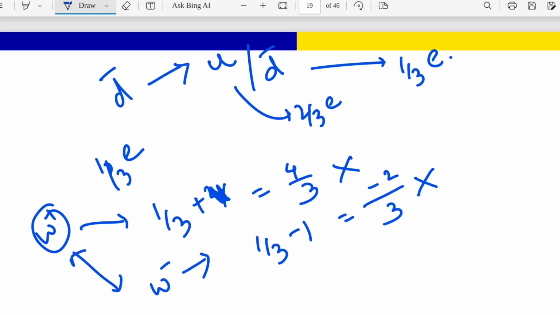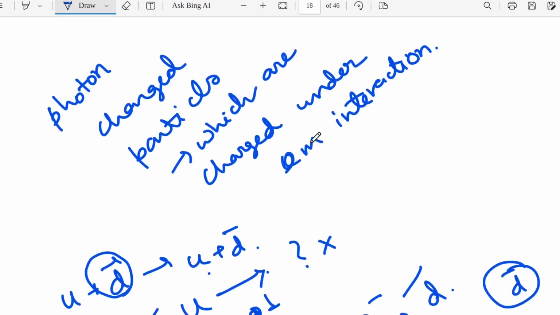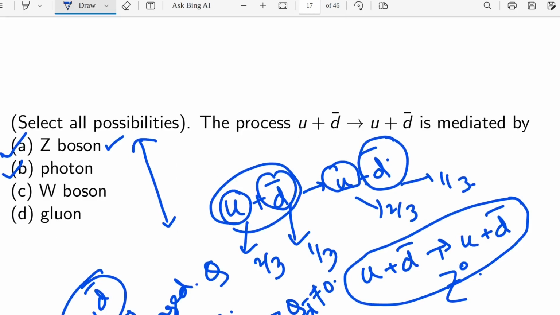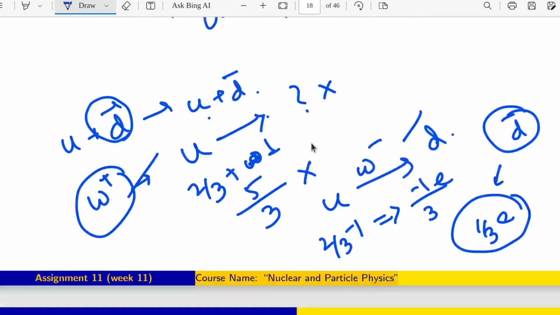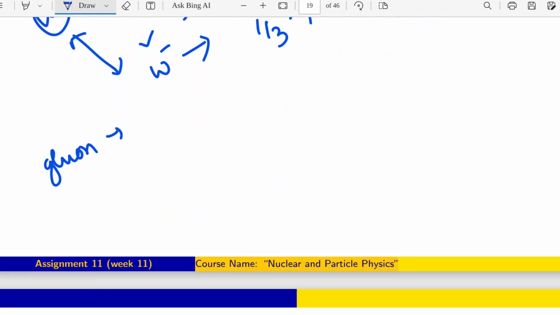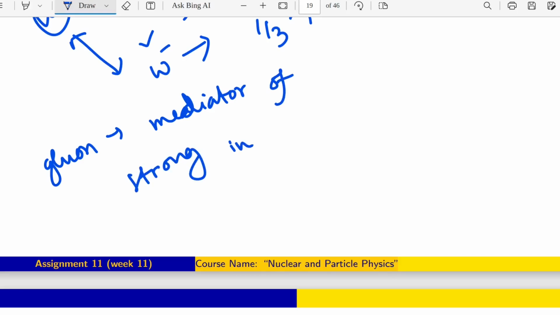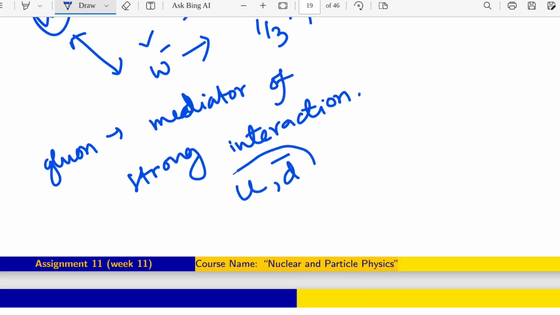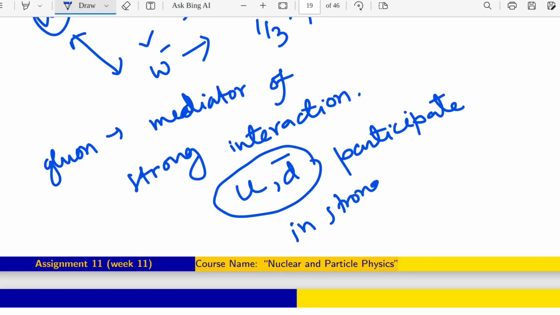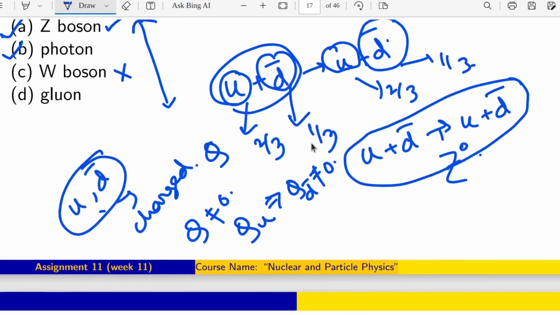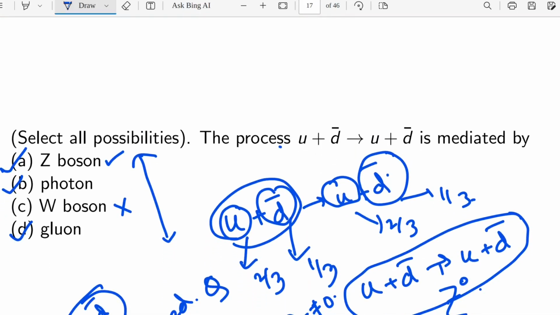So the conclusion will be that W plus or W minus cannot mediate this process. So W minus will be the wrong answer. Now coming to gluon. Okay, so what is gluon? Gluon is the mediator of strong interaction. If it is a mediator of a strong interaction, and U, D bar participate in strong interaction, that means our gluon can be the mediator of this process U plus D bar going to U plus D bar. So the correct answer will be what?